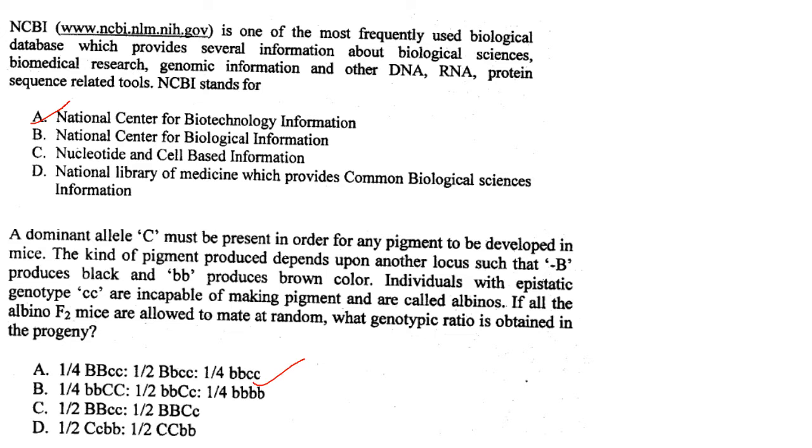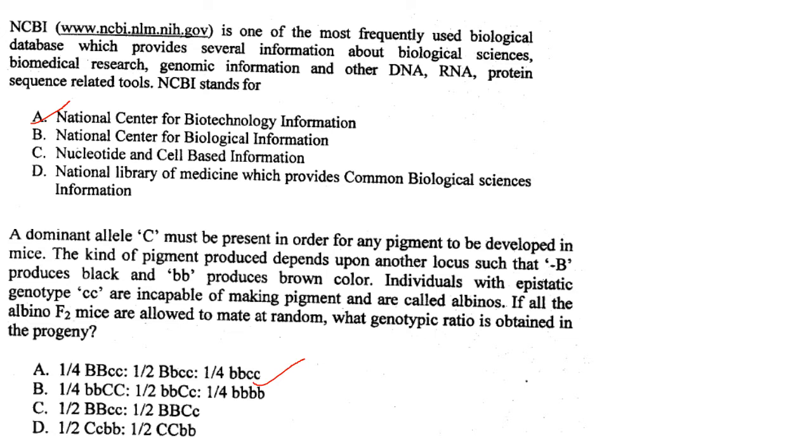Then next one. A dominant allele C must be present in order for any pigment to develop in the mice. The kind of pigment produced depends upon another locus, such that capital B produces black and small b produces brown color. Individuals with epistatic genotype, that is small c, are incapable of making pigment and are called albinos. If all the albino F2 mice are allowed to mate at random, what genotypic ratio is obtained in the progeny?